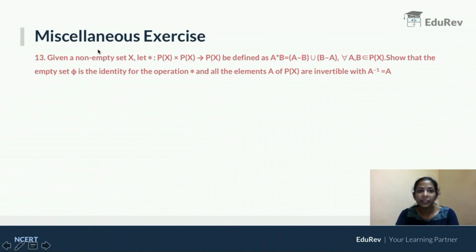From the miscellaneous exercise, the 13th question: given a non-empty set X, let star be the operation from the Cartesian product of the power set of X to the power set of X defined as A star B is equal to A minus B union B minus A for all A, B belongs to power set of X. Show that the empty set phi is the identity for the operation star and all the elements A of power set of X are invertible with A inverse is equal to A.